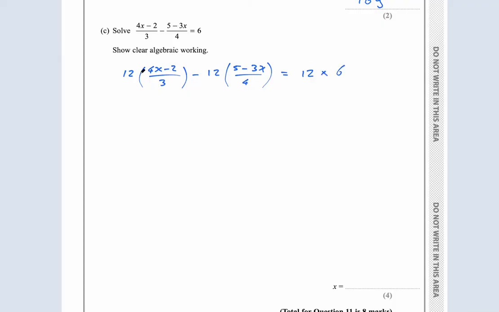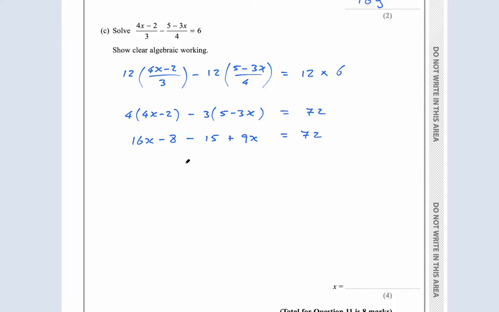Okay, now the reason this is useful is because, look, I can cancel. 3 into 12 goes 4 times. So this is just 4 times 4x minus 2. And 4 into 12 goes 3 times. So this is minus 3 times 5 minus 3x. And then 12 times 6 is 72. Use your calculator. Multiply with the brackets. 16x minus 8 minus 15 plus 9x equals 72.